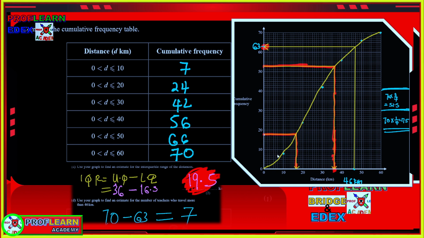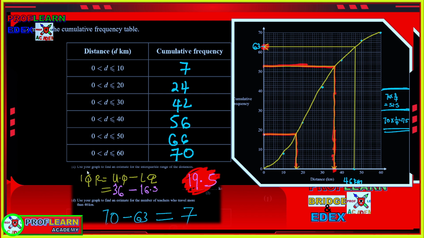For 20 we move up to 24. For 30 we move up to 42. For 40 you move up to 56, and for 50 you move up all the way to 66, and then finally for 60 you move up to 70.